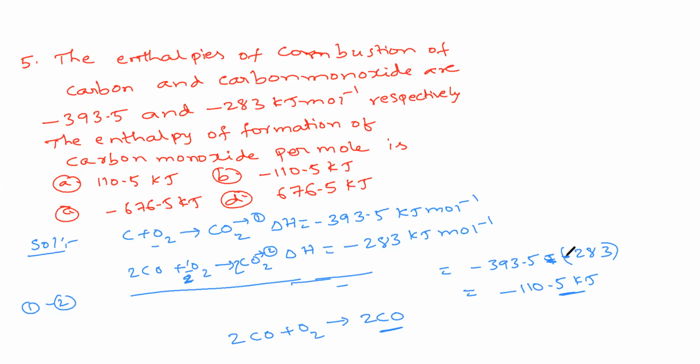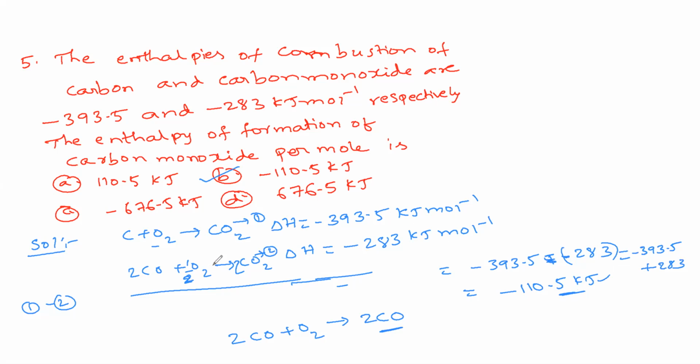So it is the second option. Because if you do equation 2 minus 1, you'll get minus 110.5 kilojoules because minus of minus becomes plus. So that is equal to minus 393.5 plus 283. So it becomes minus 110.5 kilojoules. So the answer is the second option. I hope it is clear.